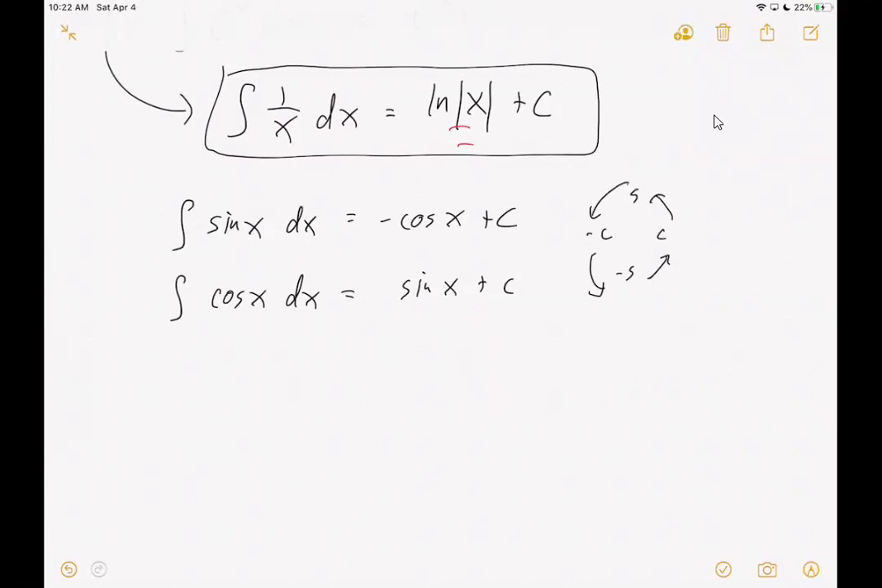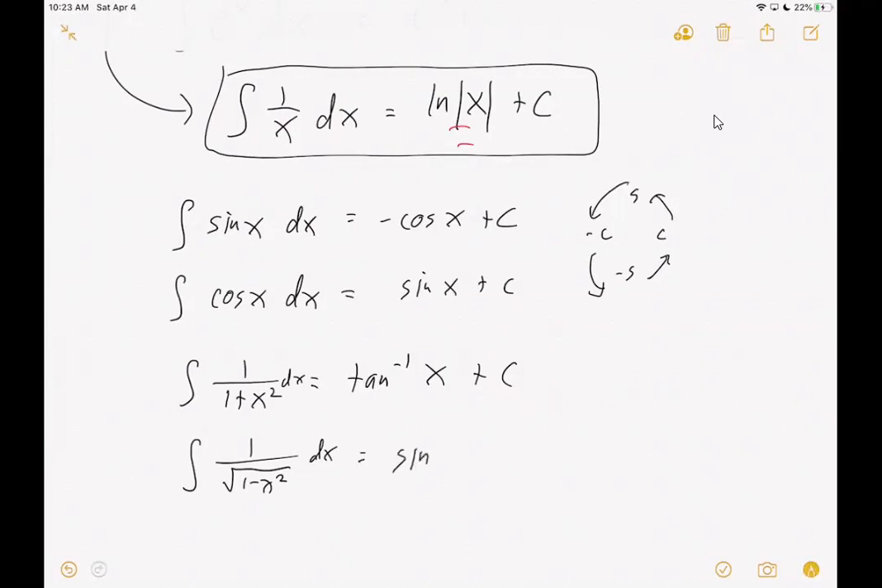Others that you must know that come up a fair amount. You need to know that that is the inverse tangent of x plus c. Oops, I left off the dx. That's similarly grouped. Inverse sine of x plus c.